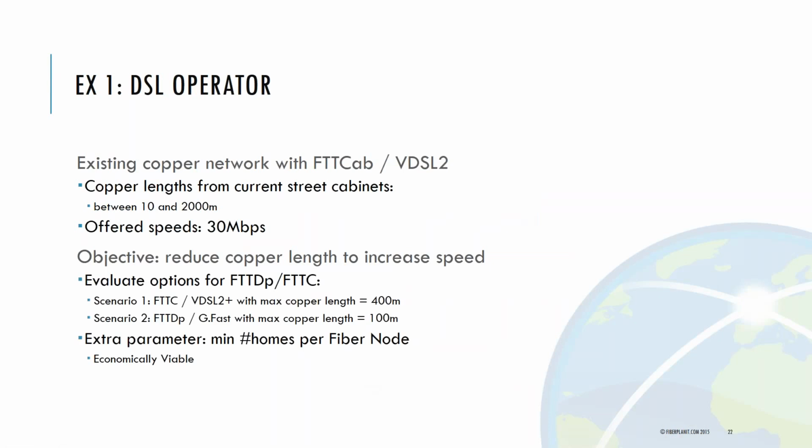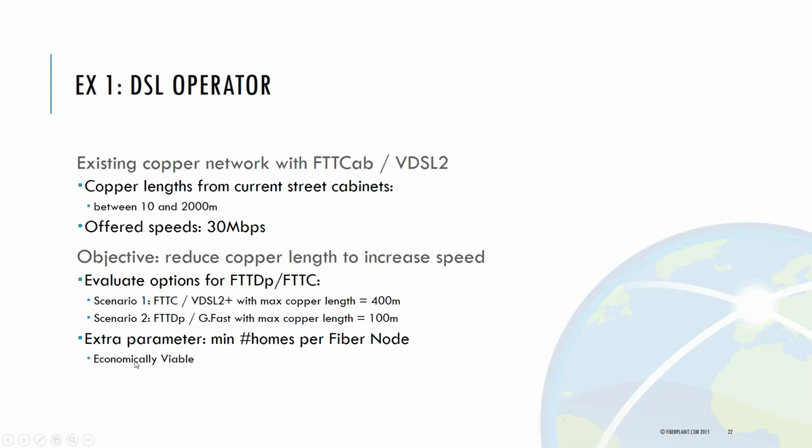So we will now, in the demonstration, evaluate a couple of scenarios. The first scenario will be a scenario where we reduce the copper length to 400 meters and deploy fiber to the cabinet, be it a new cabinet with VDSL 2+. Or a second scenario where we deploy the fiber to the curb or to the drop point with G.Fast and a maximum copper length remaining of 100 meters.